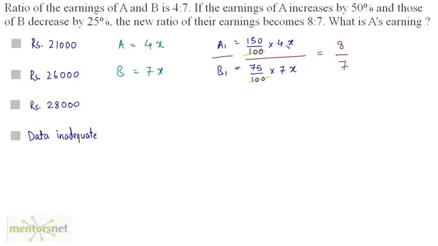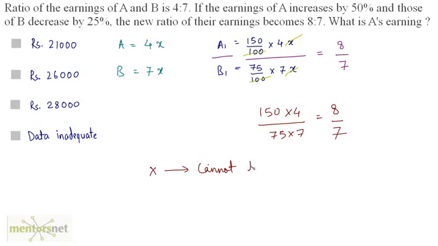These hundreds get cancelled out, x gets cancelled out. So what we have is 150 times 4 by 75 times 7 is equal to 8/7. Now can you go further ahead? Do you have any variable's value to be found out? We cannot find the value of x, because there's no such extra data that is given to us. So hence the data is inadequate in this question. You cannot find anybody's earning. So option D is the correct answer that can be marked in this question.